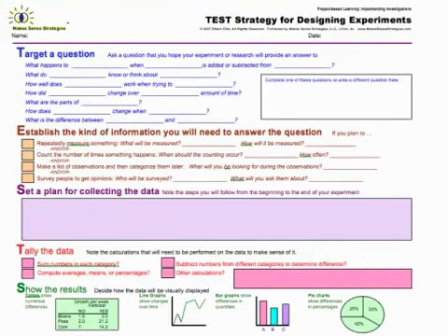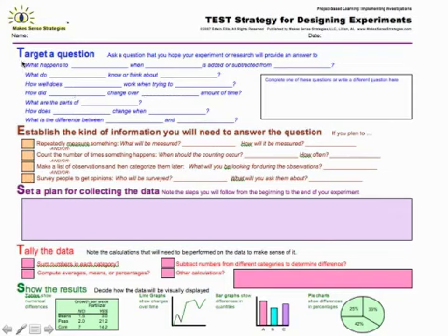The test plans is really for when students are designing experiments. And so the test strategy is just a series of prompts to how to think through designing the experiment. So for example, to begin with, target a question. So ask what question you hope the experiment or research will provide an answer to. And then basically pick one of these, like what happens to blank when blank is added or subtracted from whatever. What do blank know or think about this topic? How well does something work when you're trying to do this task? How did something change over X amount of time, and so forth.